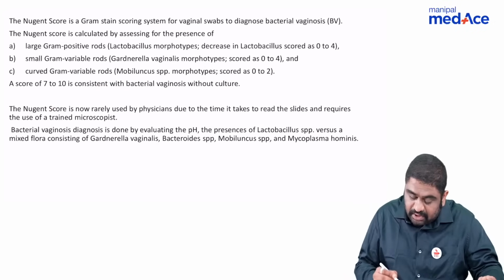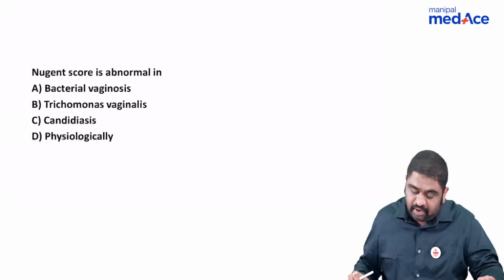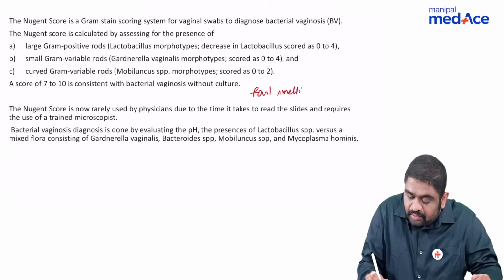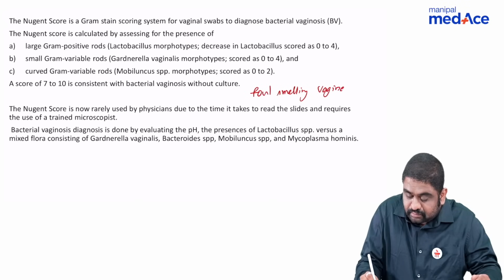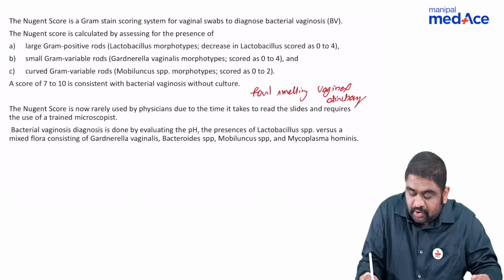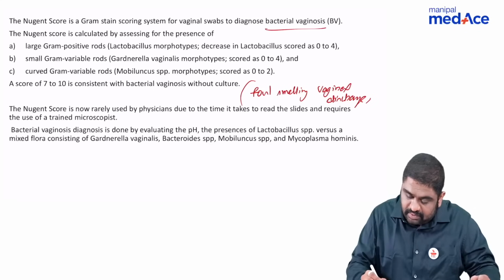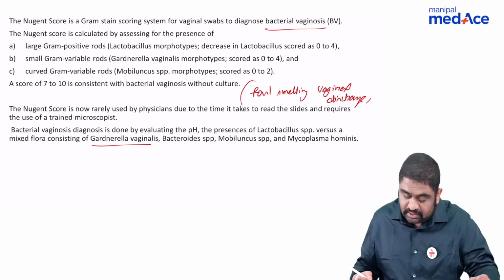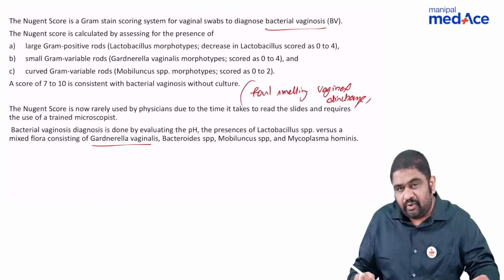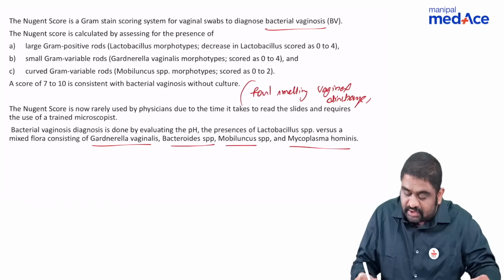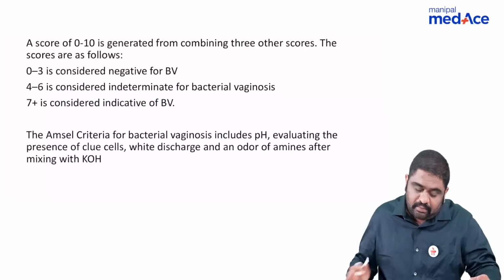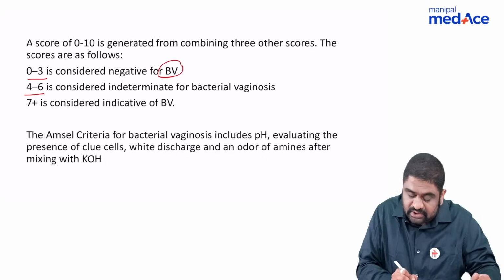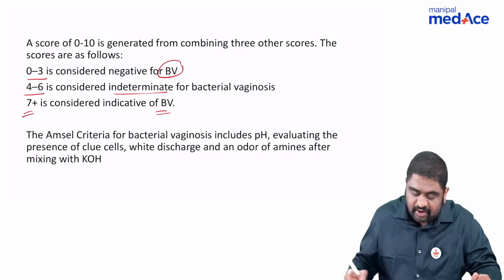Bacterial vaginosis diagnosis is done by evaluating the pH. Now, in the paper, if the question says there is a foul smelling vaginal discharge, think of this organism, bacterial vaginosis, and it is caused by Gardnerella vaginalis, also referred to as Haemophilus vaginalis. The other organisms which may be found as a part of mixed flora can be Bacteroides, Mobiluncus, and Mycoplasma hominis. If you have a Nugent score of 0 to 3, it is negative for bacterial vaginosis. 4 to 6 is indeterminate. 7 plus is indicative of bacterial vaginosis.